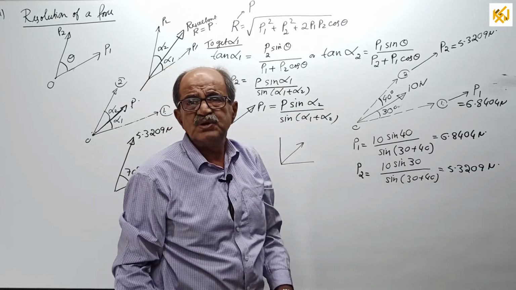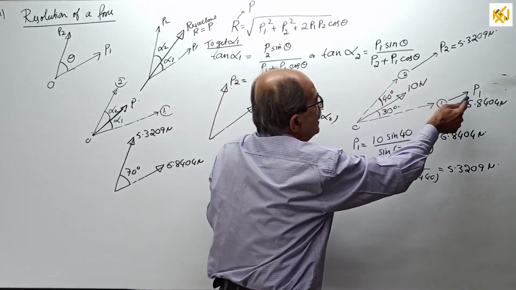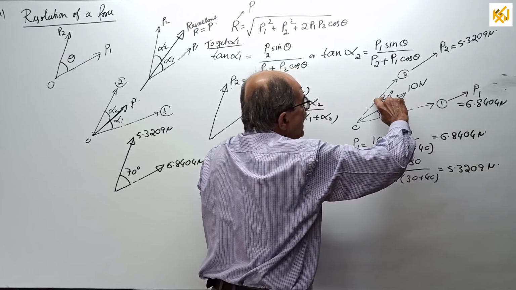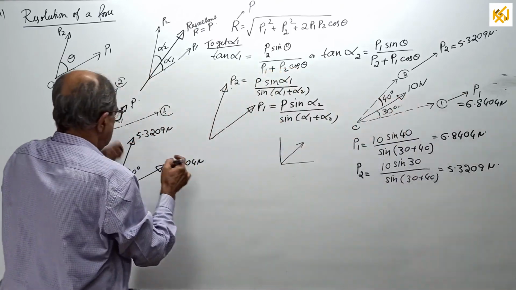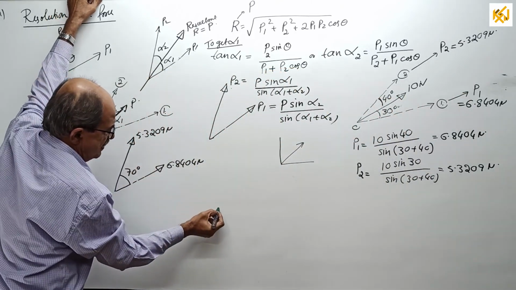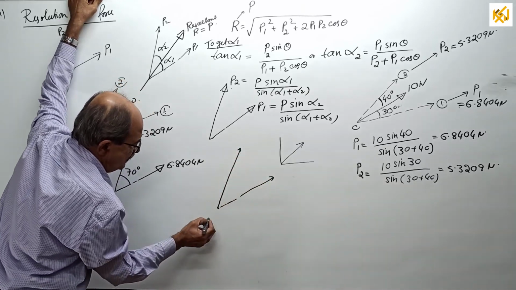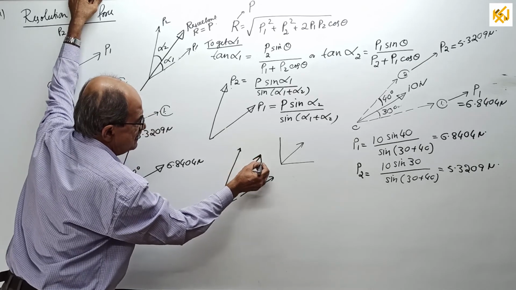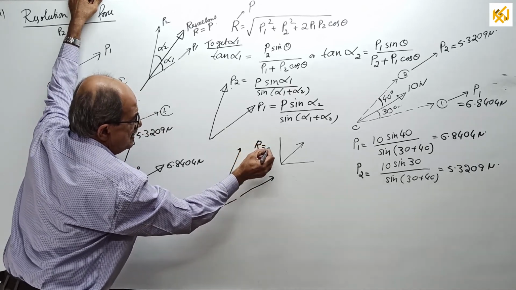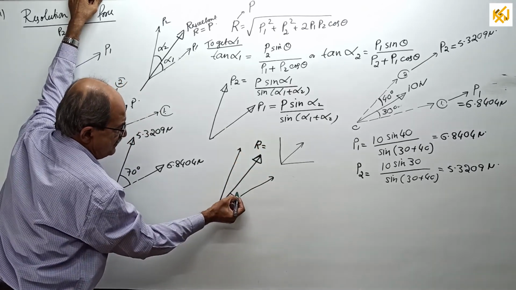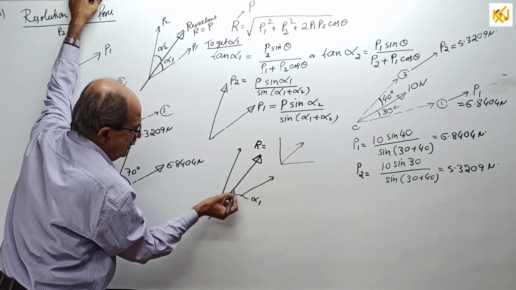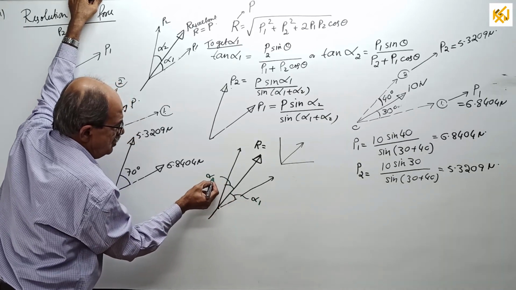Now, just out of curiosity, do one thing. You consider these two forces with the angle between them 70. Now, for this one, see, one force is here, the other force is here. This will be the resultant. This is the resultant, and if I call this angle alpha 1, and this angle alpha 2, we will get it now.